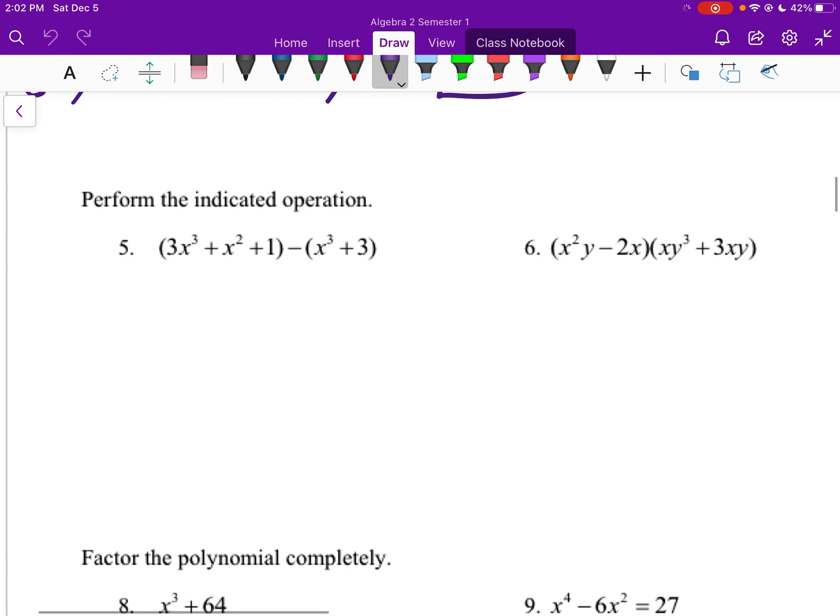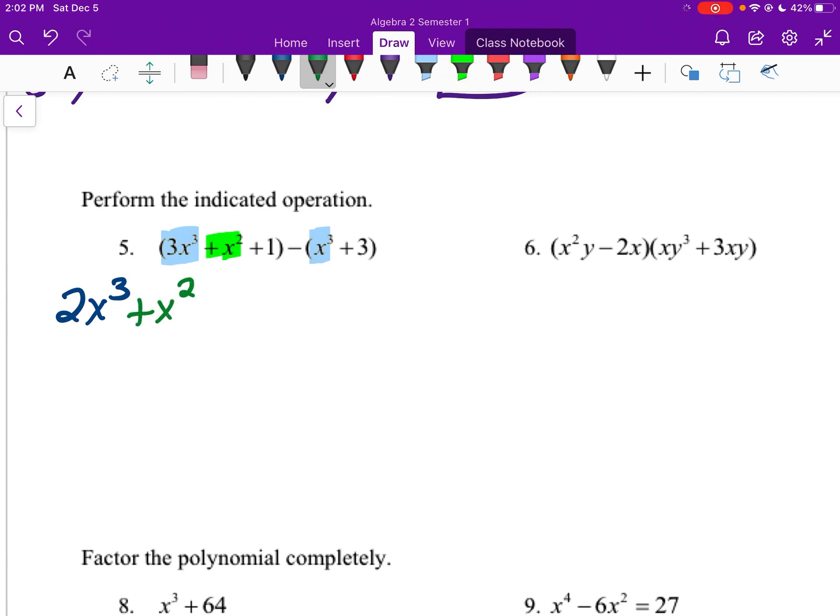All right, so operations with polynomials now. Subtracting here, we're looking for x cubes. We have an x cubed, so there we're thinking 3x cubed minus x cubed, which will get me 2x cubed. And then the next one, you've got x squared, and you don't have another one, so you don't have to worry about that. There we're going to get plus x squared.